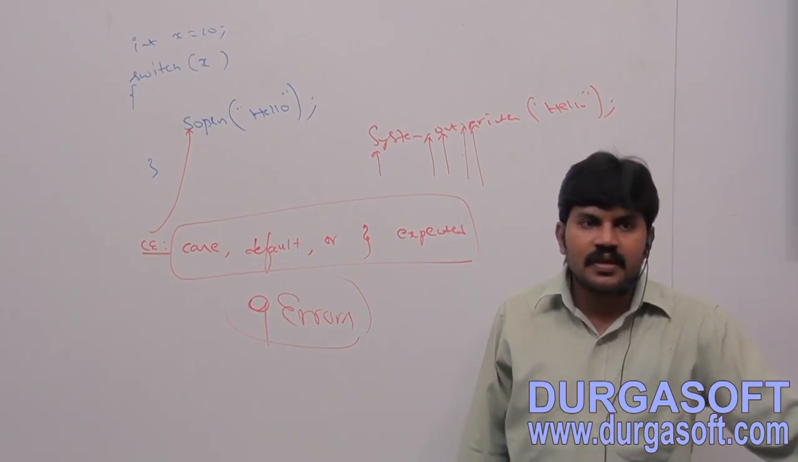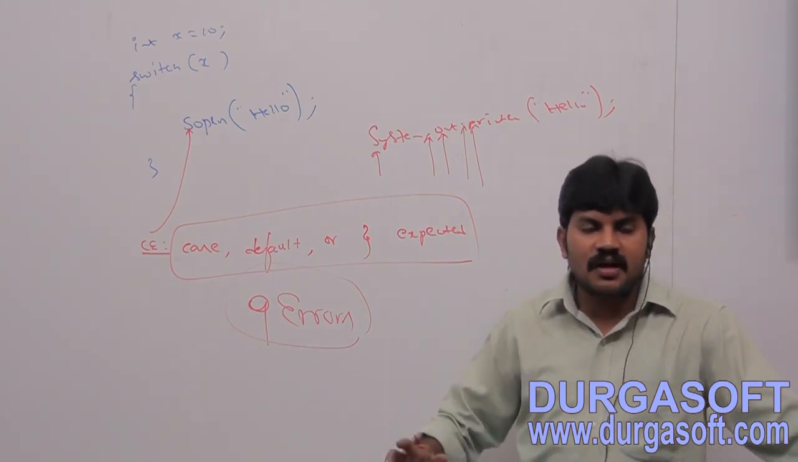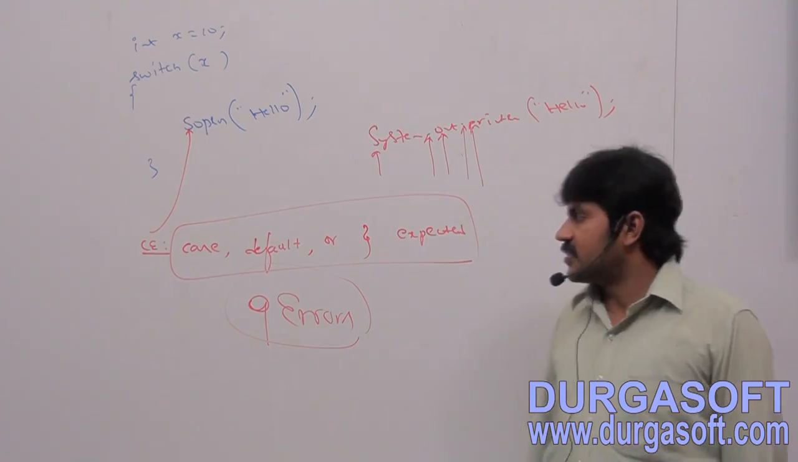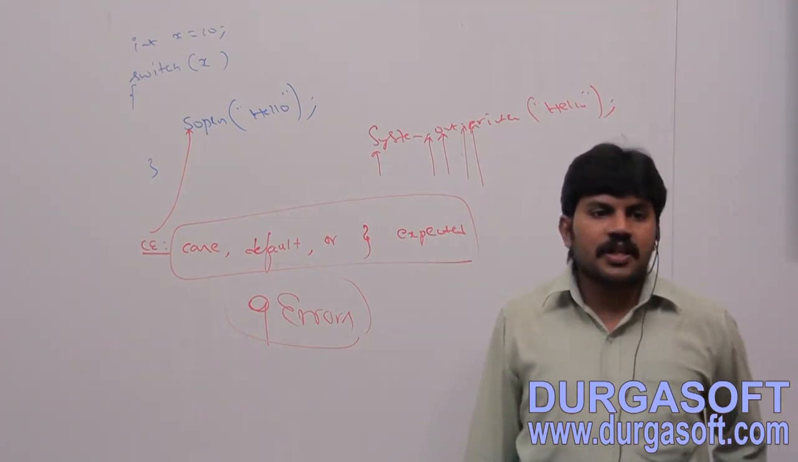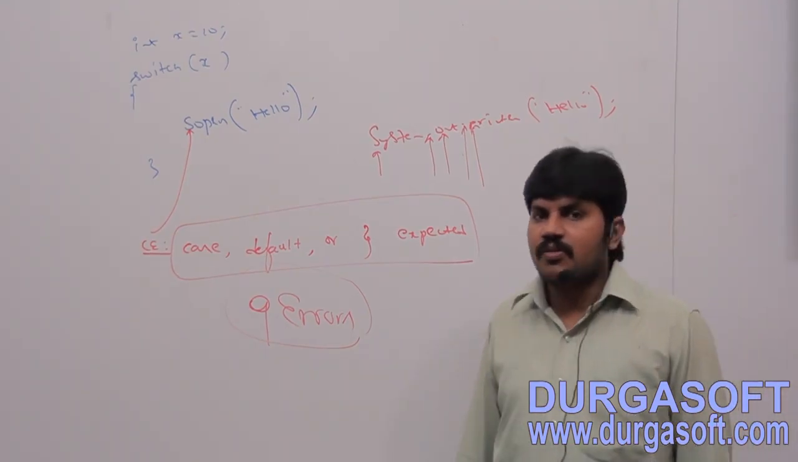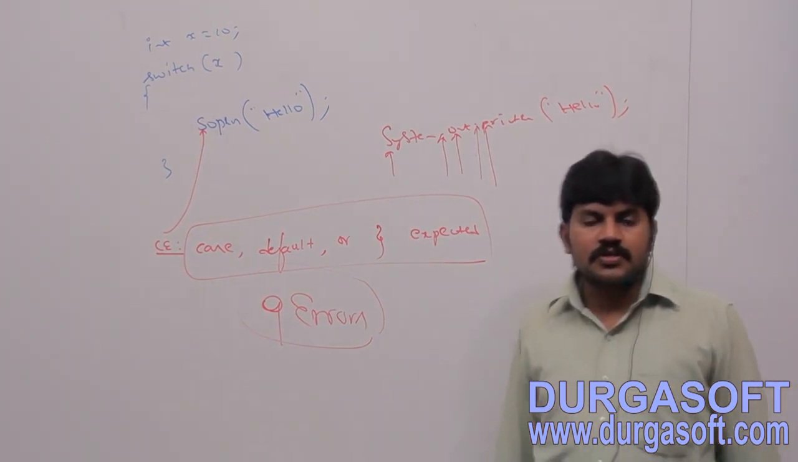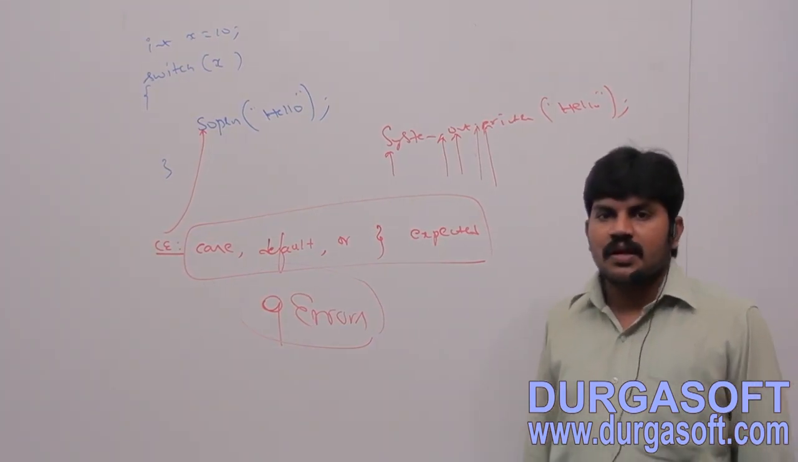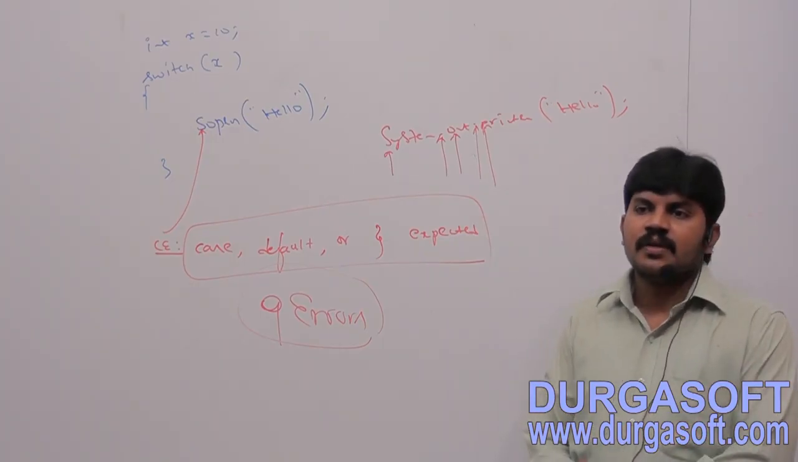That is, independent statements are not allowed inside a switch. Not allowed inside a switch. Otherwise, we will get a compile time error.